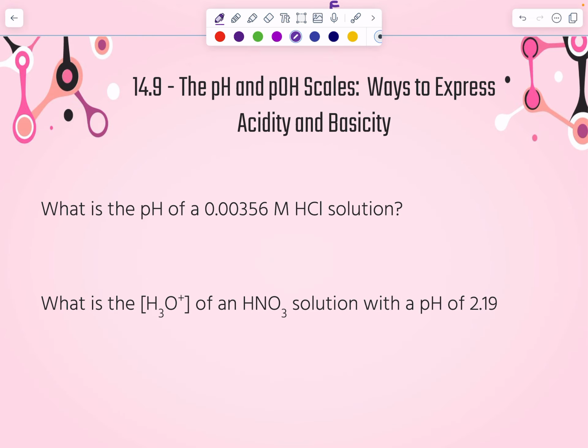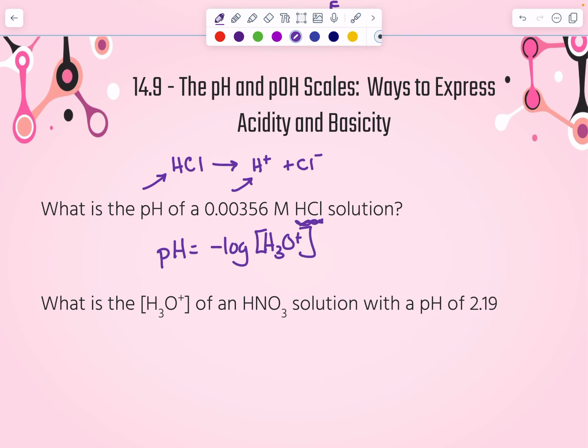And then if it is a strong acid, remember we said strong acids completely dissociate. So whatever is the concentration of the HCl, the concentration of the H plus will be exactly the same. So the formula for pH is the negative log of the H3O plus, which is going to be the negative log of 0.00356. And that comes out to be 2.449.